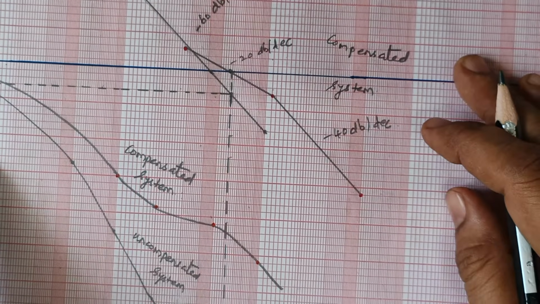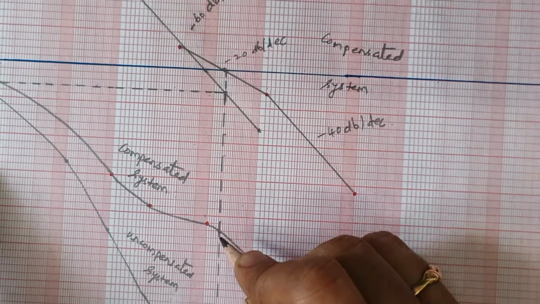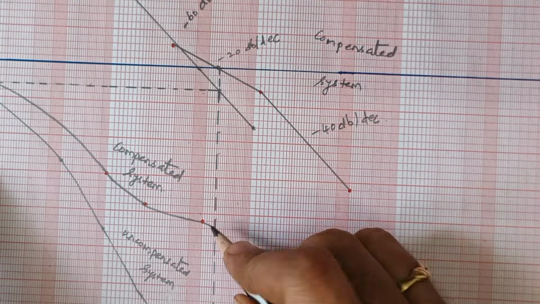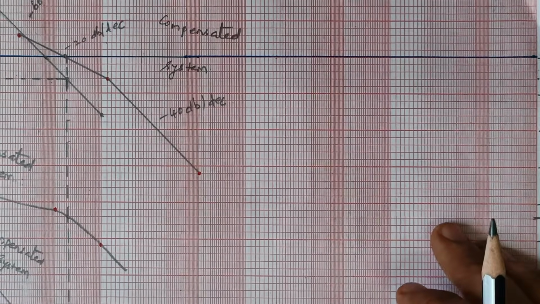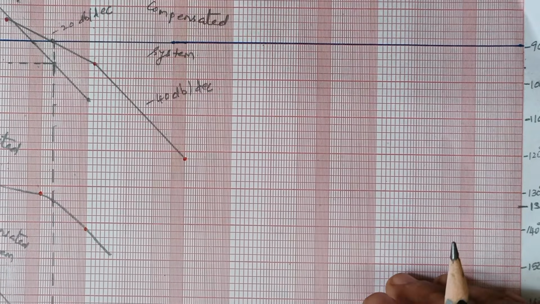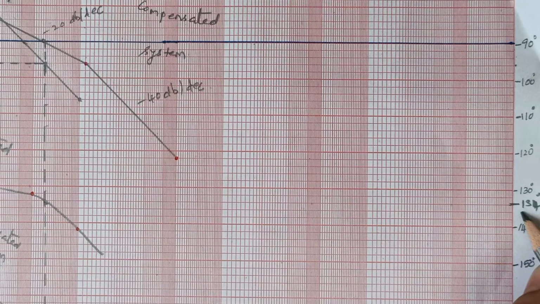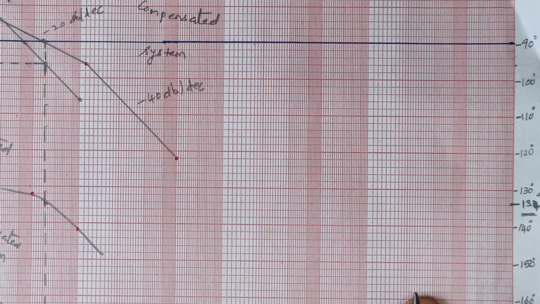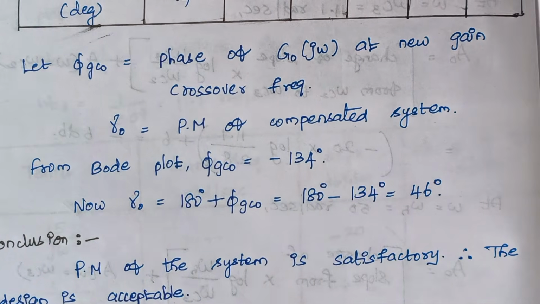And this line meets our phase plot at this point, right? So just now measure the angle at this point. You see when you measure it, am I making things clear? At this point, when you measure the angle, it is equal to minus 134 degrees. Right. So now we are going to substitute this phase angle in the formula. So now the value of phi G C naught is nothing but minus 134 degrees.